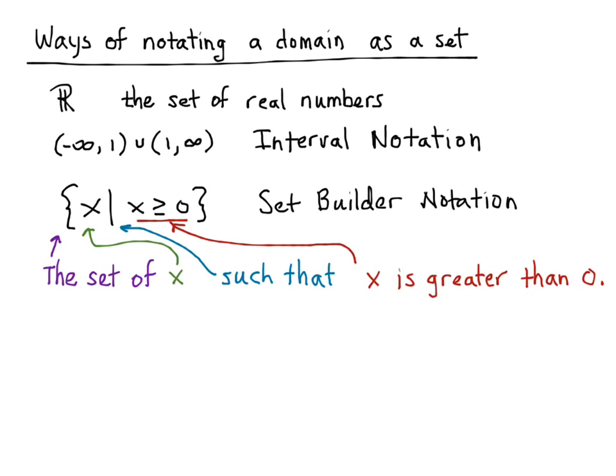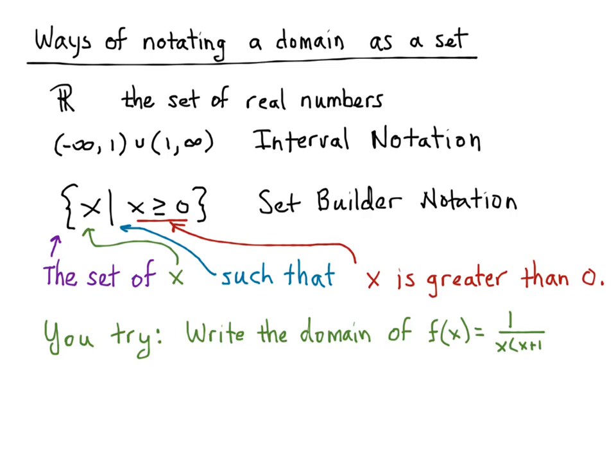All right? Straightforward enough? Okay, so here's one for you to try. I'd like you to write this domain in set builder notation now. So with this function, write the rules like this. Figure out what the restrictions of x have to be, and then write it in set builder notation.